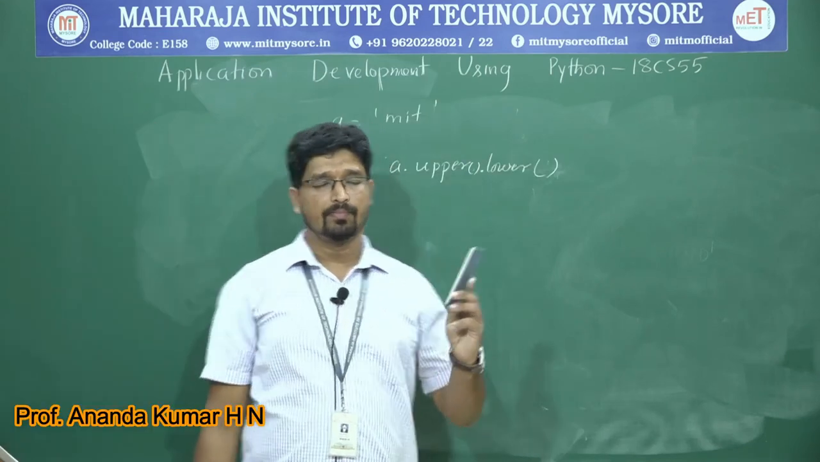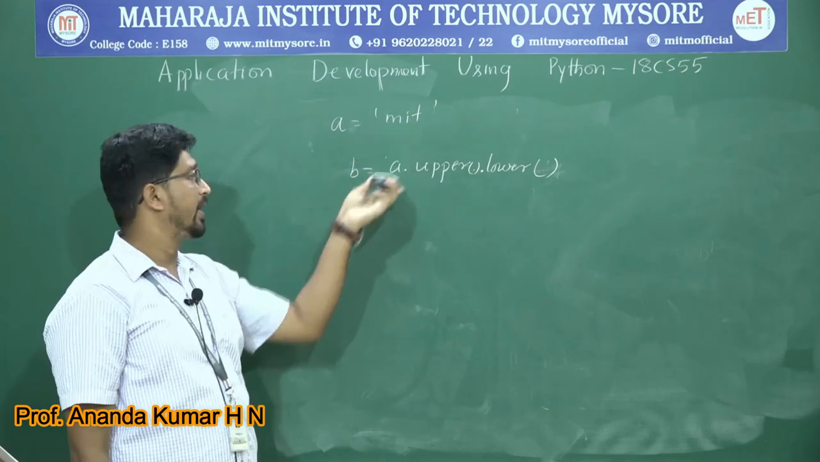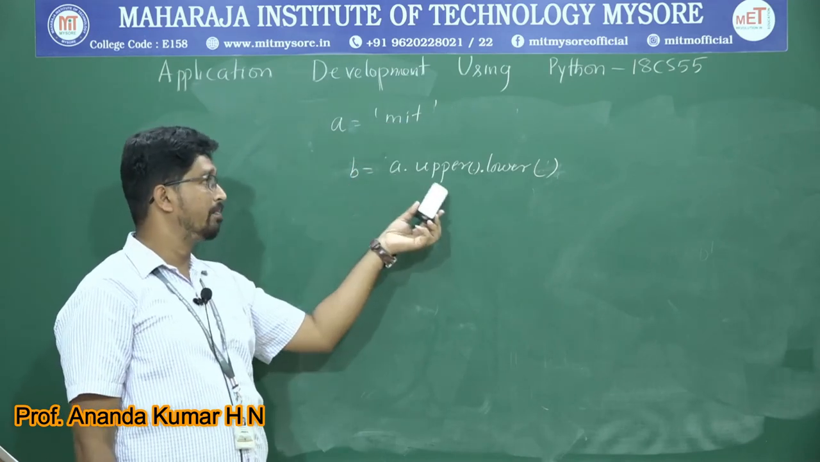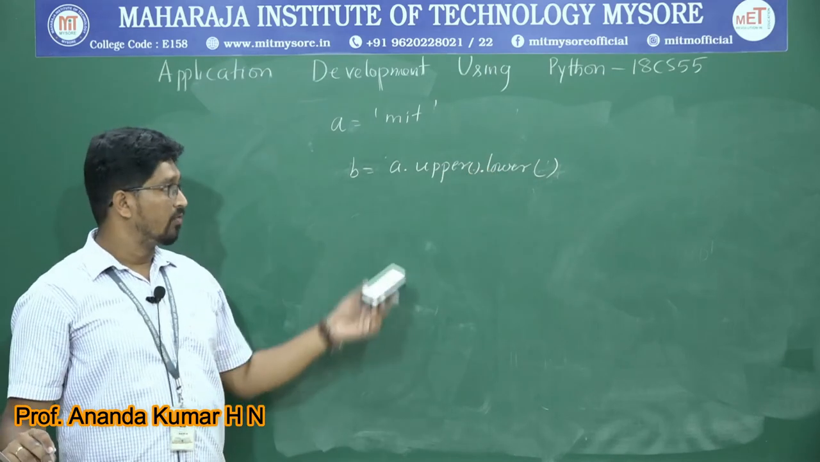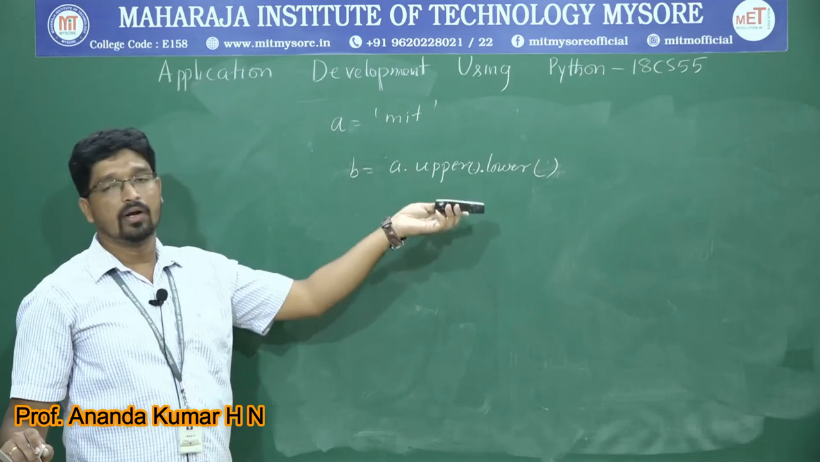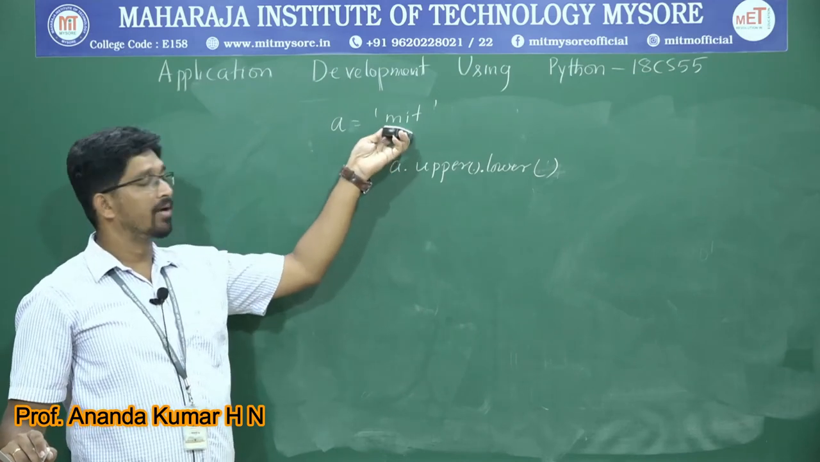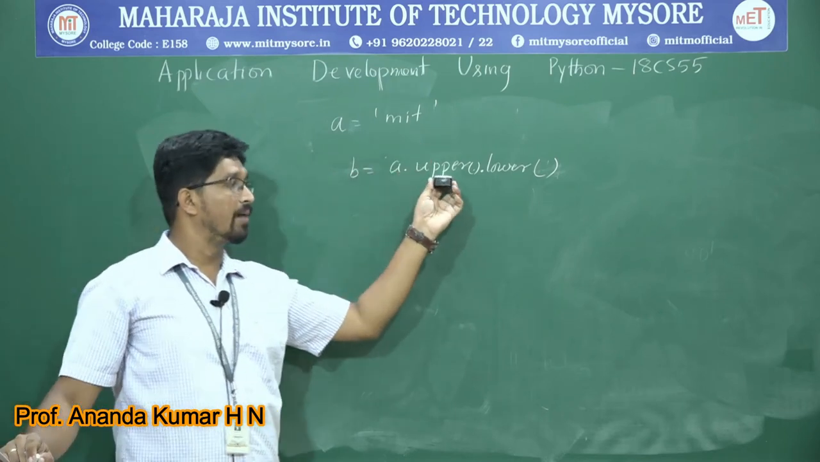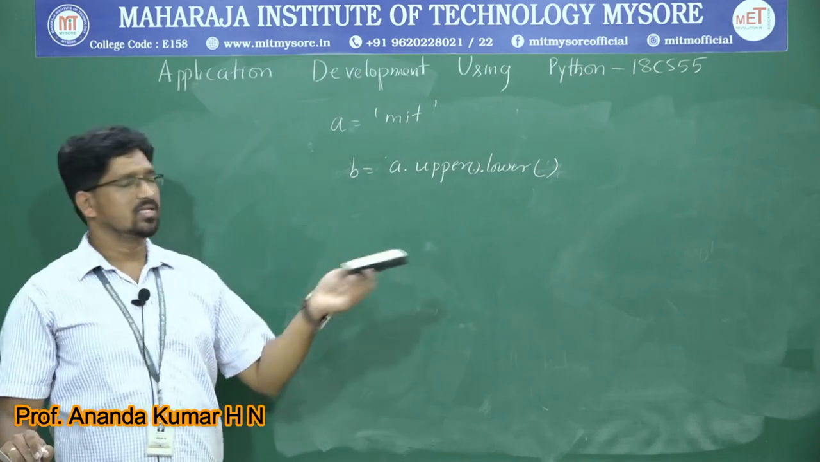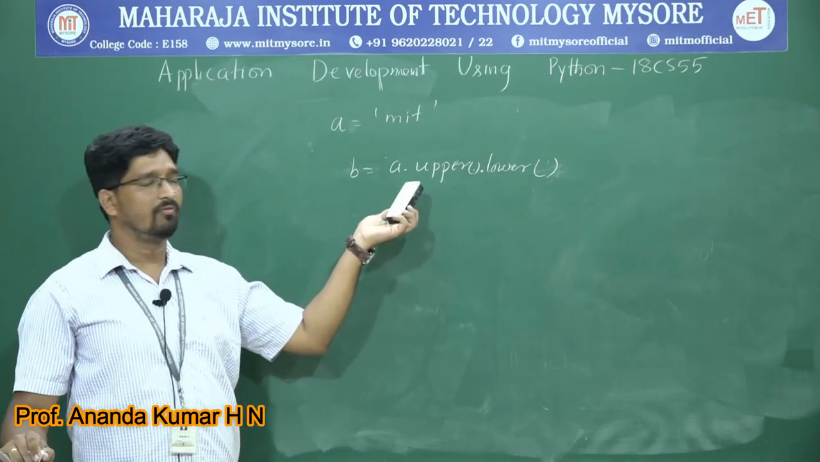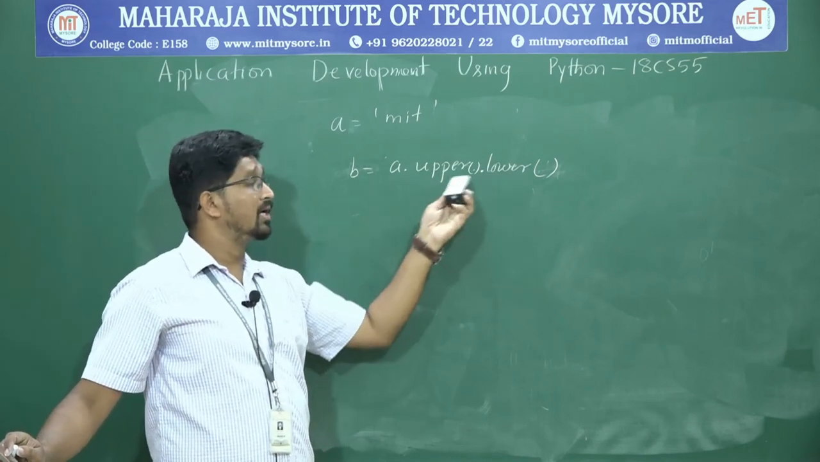Okay, I have written one more example. Let us check: A is MIT, and I am writing B is equal to A dot upper dot lower. So what is the result? First you need to convert it into upper, then into lower, from left to right. A dot upper means you will get capital letters MIT, then again convert the capital MIT into lower case. We don't actually use this kind of method, it is just for understanding.